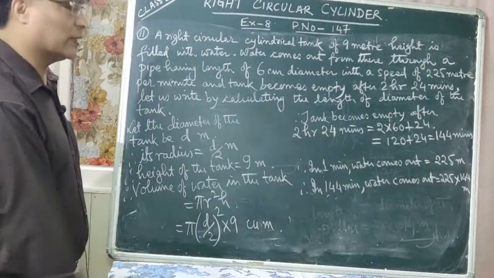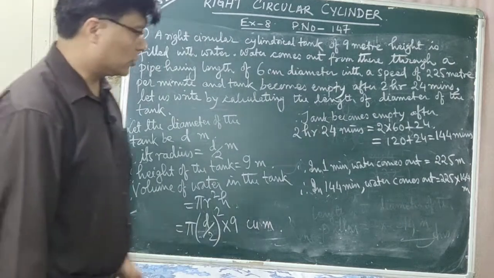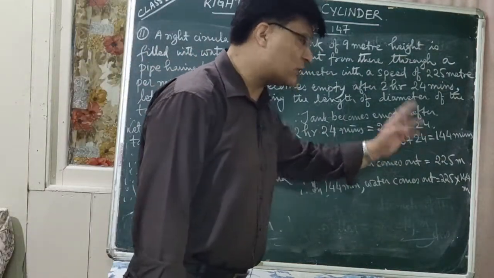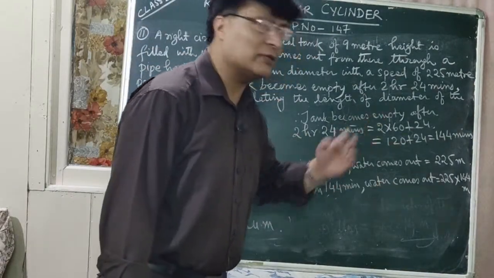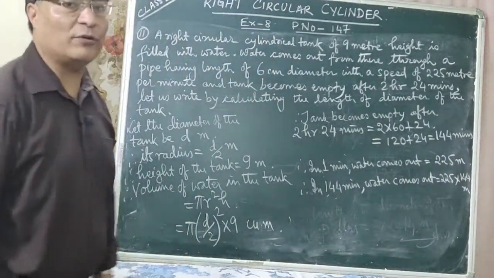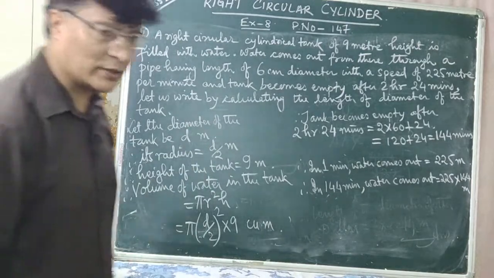So keep it as it is, okay? So in 1 minute, water comes out is equal to 225 meter. So in 144 minutes, water comes out is equal to 225 into 144 meter. So I think you have understood it. You can copy it.